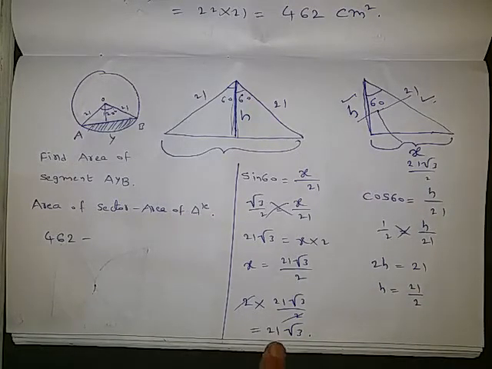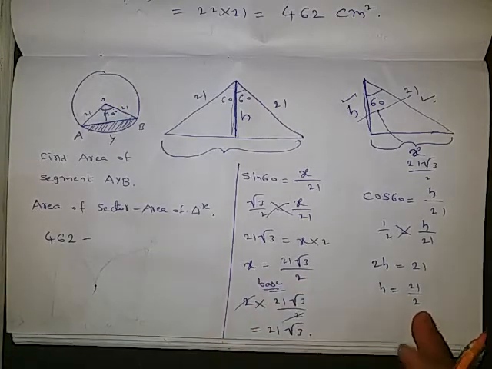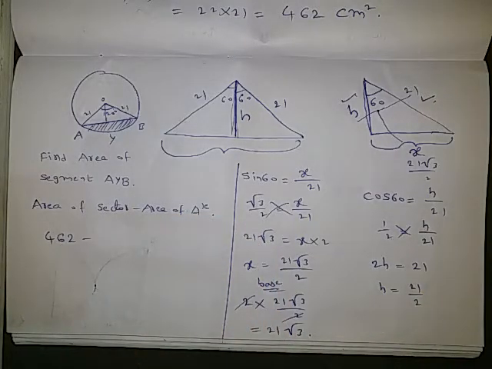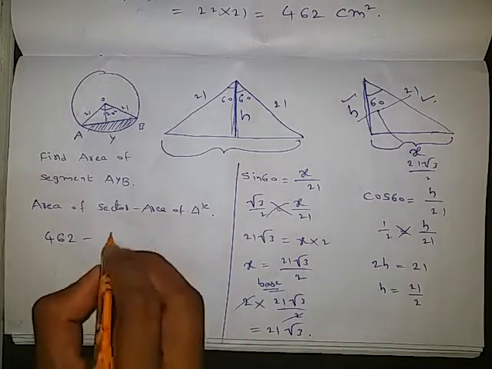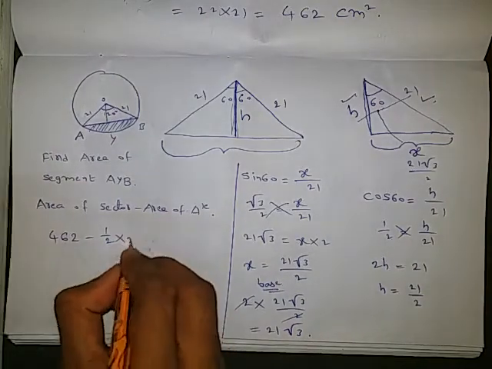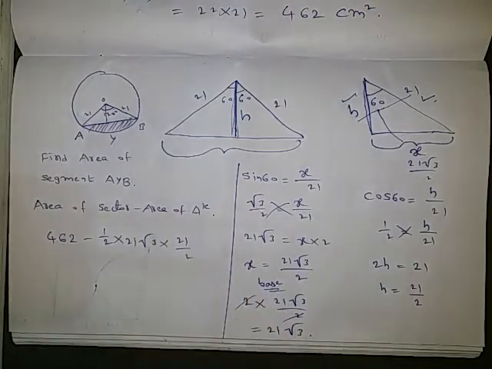Now we got the base. I'll write it here, base as well as height. Base we got, height we got. So now let us substitute in the area of triangle formula. So the area of the triangle is half into base 21 root 3 into height 21 by 2.